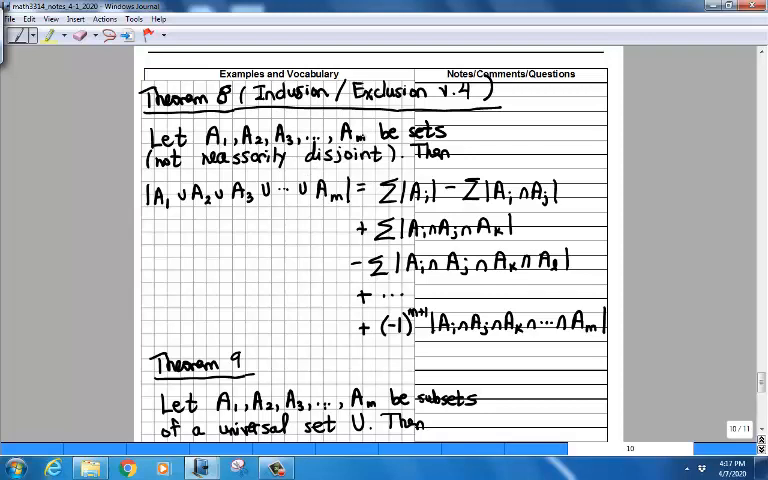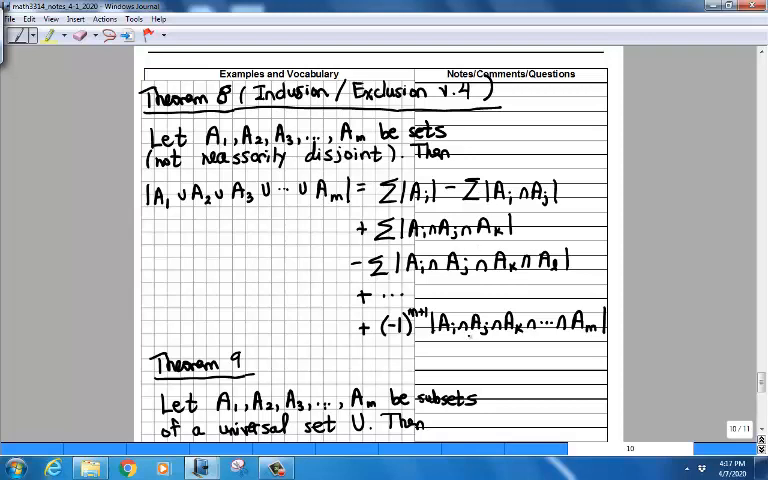But this subscript m can be any positive integer. And suppose we want to find the size of the union of those m sets. But keep in mind that we're not assuming in inclusion-exclusion that the sets are disjoint. So when you look at the statement of this inclusion-exclusion formula for computing the cardinality of the union, it looks very daunting, but there's a very clear pattern to it. Well, I'm not going to say it's easy to use, but it's easy to understand how the formula works.